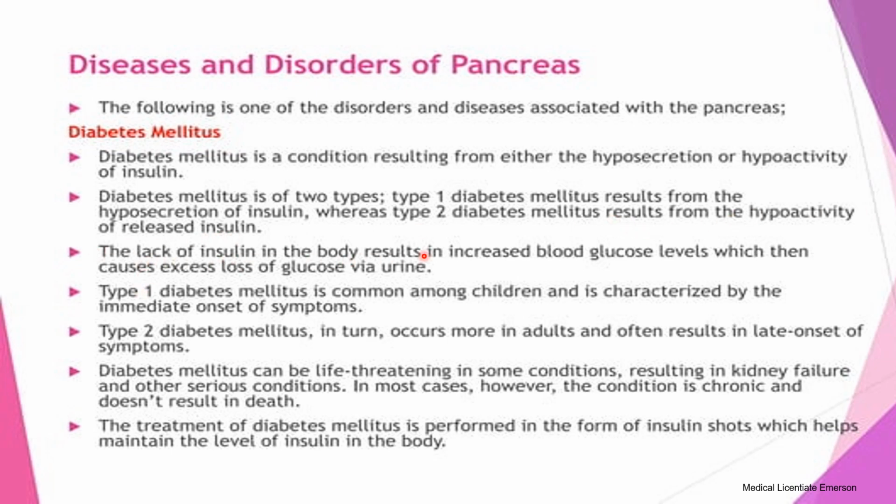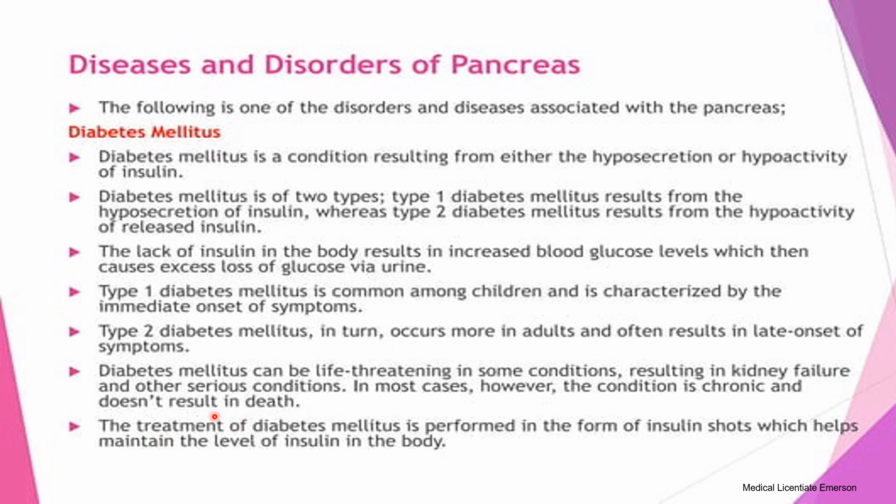The lack of insulin in the body results in increased blood glucose levels, which then causes excess loss of glucose via urine. Type 1 diabetes mellitus is common among children and is characterized by the immediate onset of symptoms. Type 2 diabetes mellitus in turn occurs more commonly in adults and often results in late onset symptoms. Diabetes mellitus can be life-threatening in some conditions, resulting in kidney failure and other serious conditions. In most cases, however, the condition is chronic and doesn't result in death.